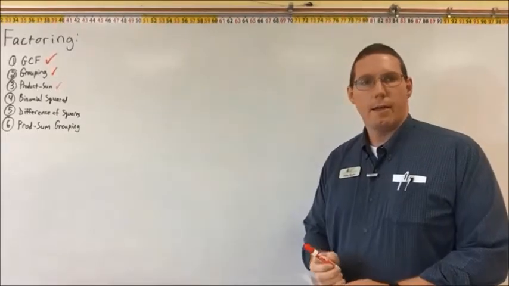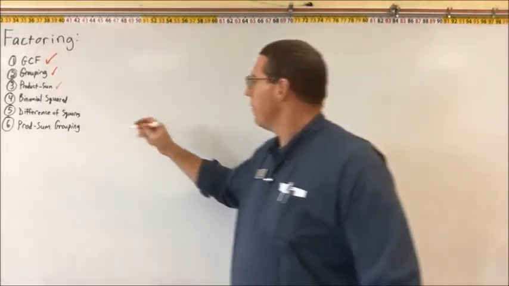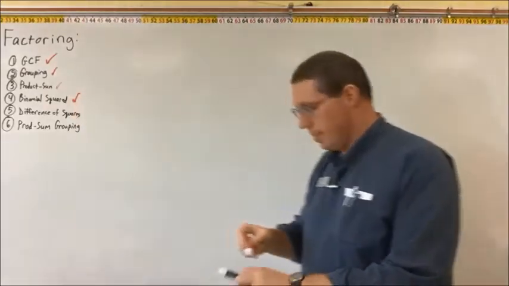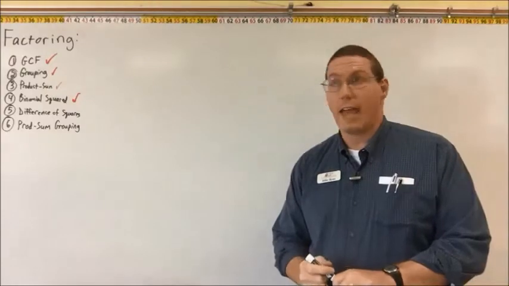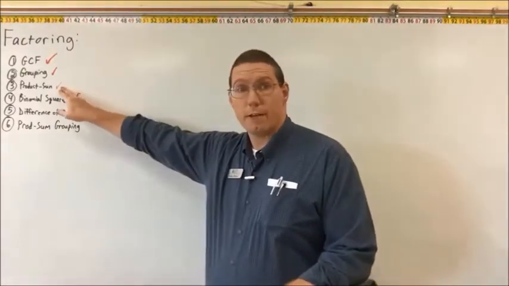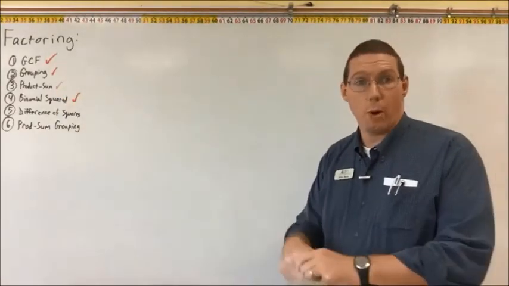All right, it's Mr. Ryan again. We just finished talking about binomial squared factoring. Now we're going to talk about another special case of the product sum factoring. It's called a difference of squares.